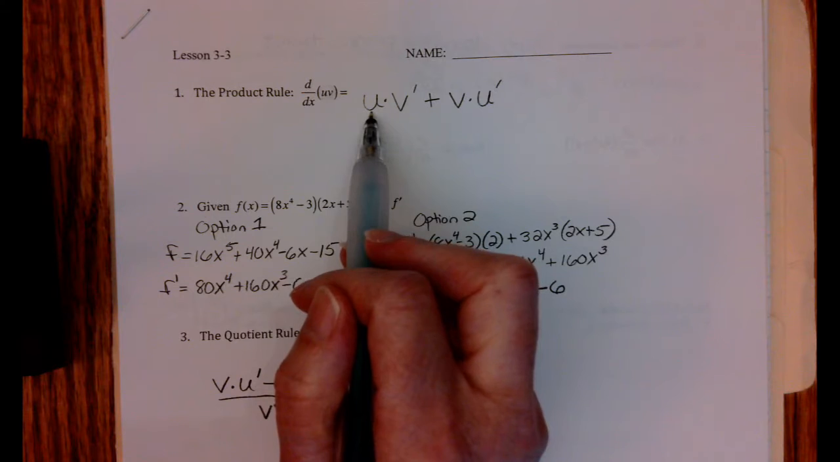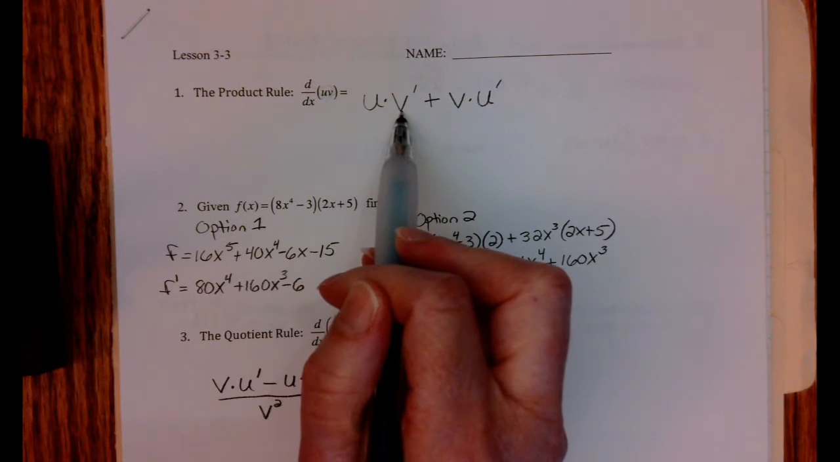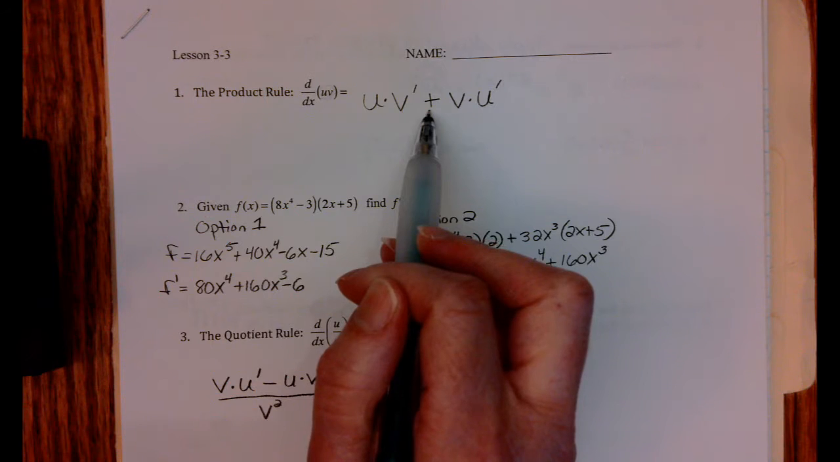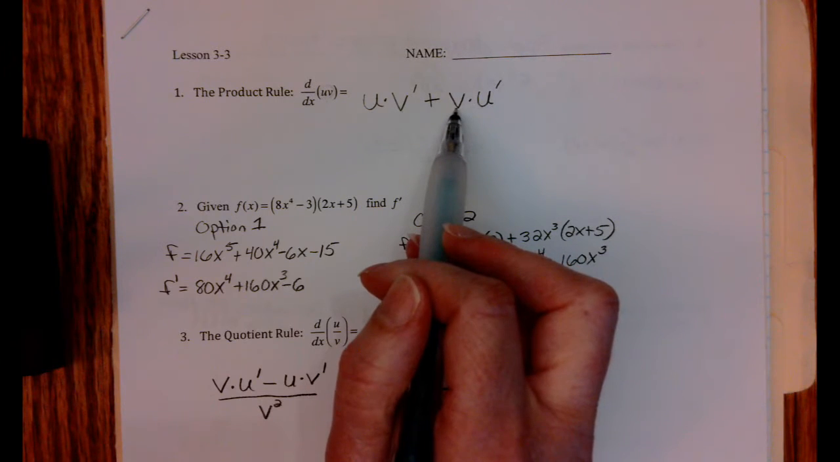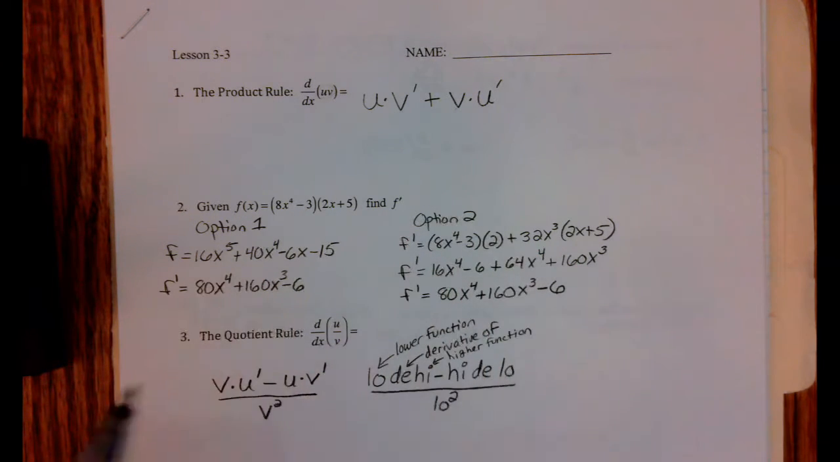You keep one of them the same, multiply it by the derivative of the other, and then they swap roles. You take the derivative of the first, because you haven't derived it yet, and you keep the second the same. So it's like a little flip-flop. One stays, one's derived. Plus, flip it around.